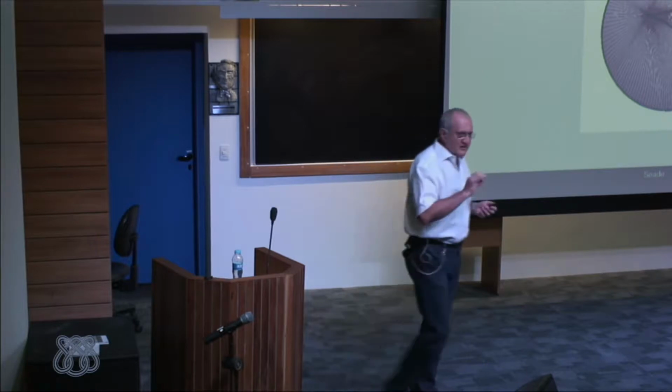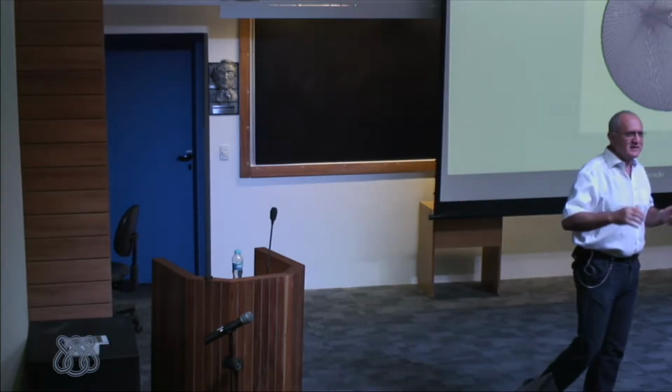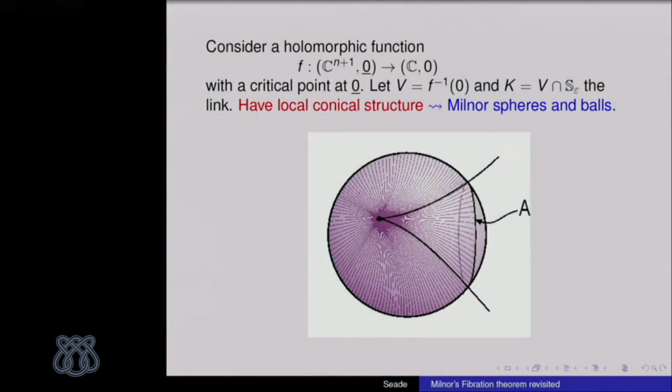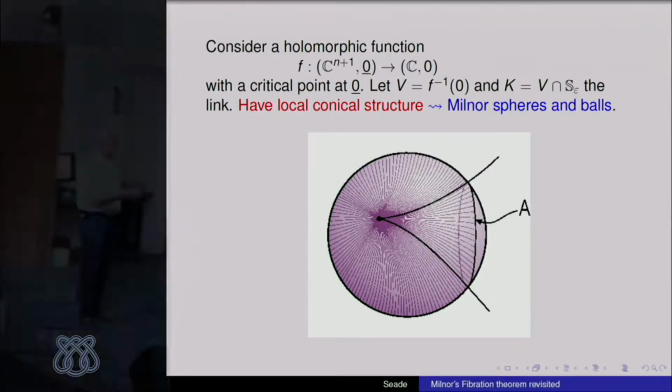Remember, for this first part, let me restrict to the case of one holomorphic function. So we take one function in n plus 1 complex variables, taking the origin into the origin, with a critical point at the origin. We consider its vanishing set and the link, which gives rise to the local conical structure.